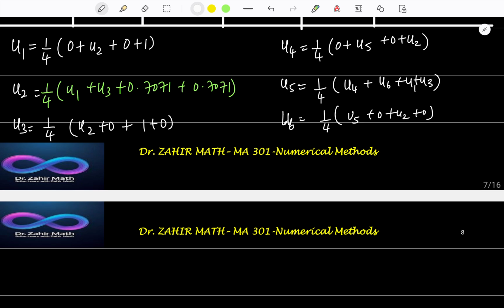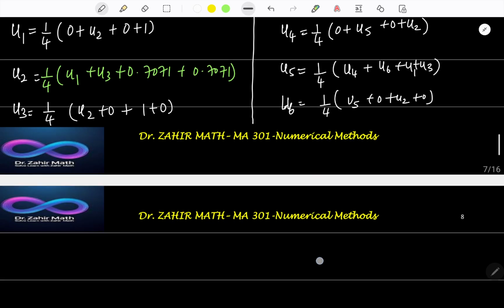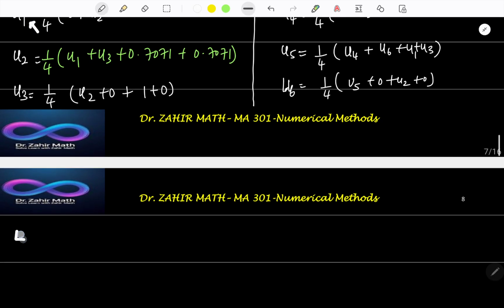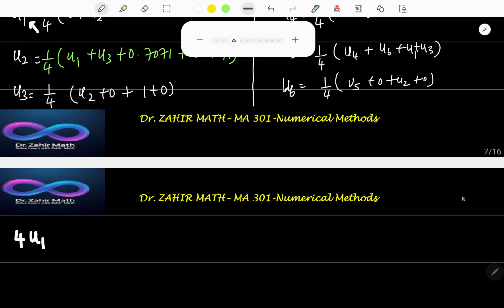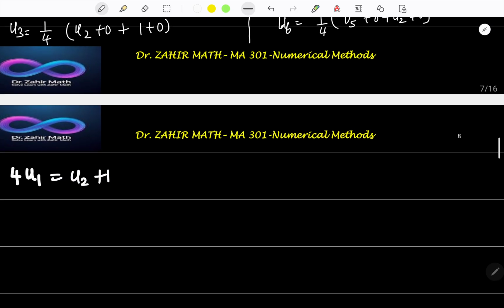Okay. So let me write everything in the proper manner. Now we got 6 equations, right? So I can increase the size now, so it will be better. So now I can write all the equations. See here, I cross multiply this one. So 4u1 is equal to u2 plus 1. Am I right? So which is equal to 4u1 minus u2 is equal to 1, right?